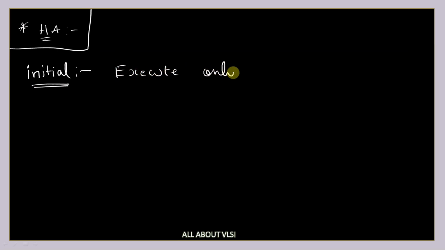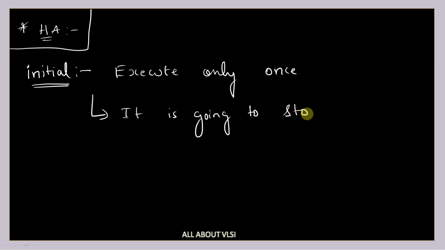And before going to discuss the testbench, I wanted to explain another procedural block, which is the initial block. As the name suggests, this initial block is going to run only once. It is going to execute only once, and it is going to start its execution at time t equal to 0, and it is going to end whenever all the assignments in this initial block are completed.